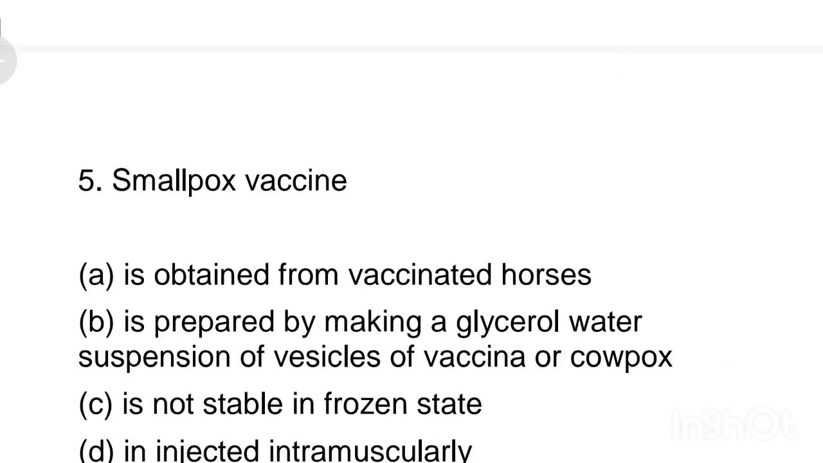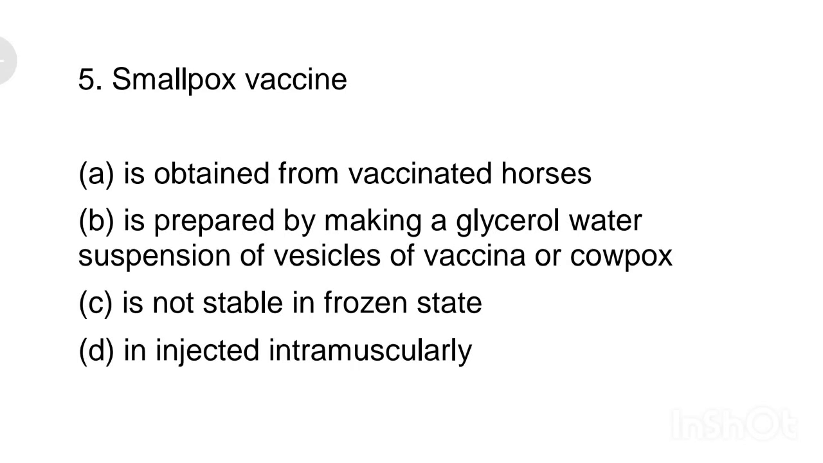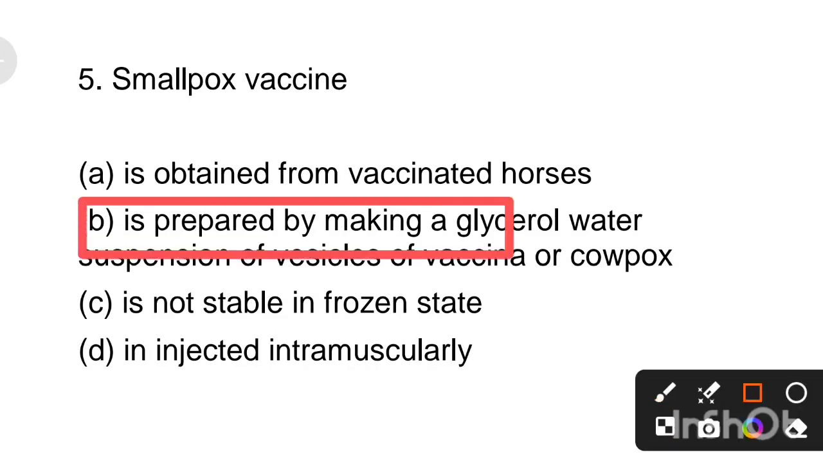Next question. Smallpox vaccine: option A, is obtained from vaccinated horses; option B, is prepared by making a glycerol water suspension of vesicles of vaccinia or cowpox; option C, is not stable in frozen state; option D, is injected intramuscularly. Smallpox vaccine is prepared by making a glycerol water suspension of vesicles of vaccinia or cowpox. Correct answer is option B.